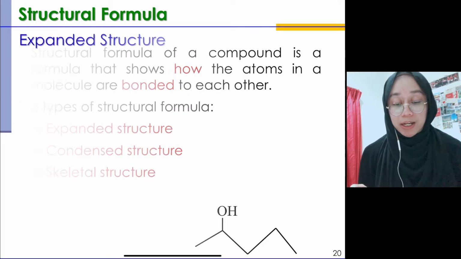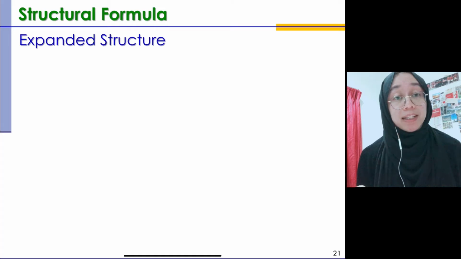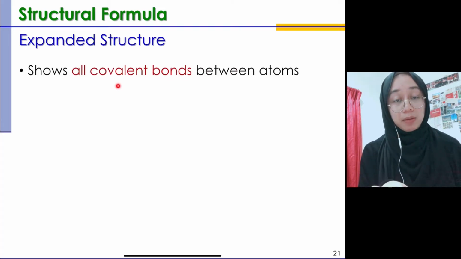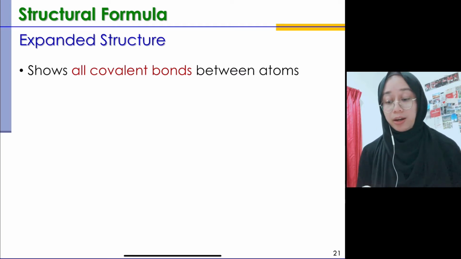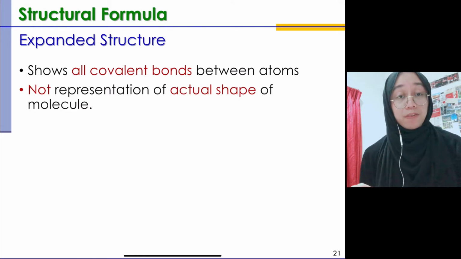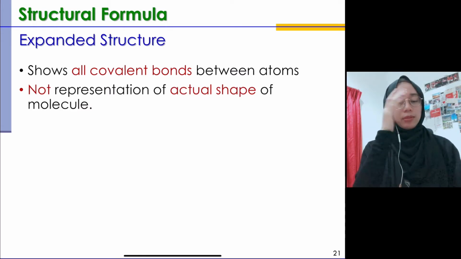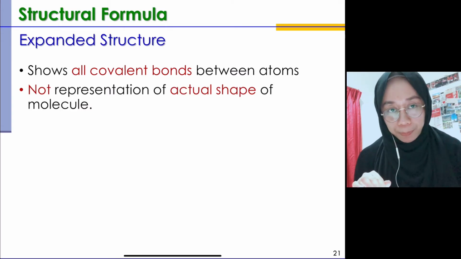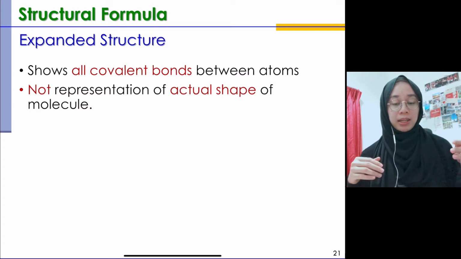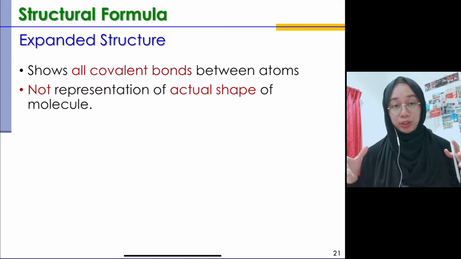Okay, so now kita pergi kepada expanded structure dahulu. So it shows all the covalent bonds between atoms. Macam cakap tadi, nampak kan semua bond. Okay, so not representation of the actual shape of the molecule. So benda ni dia just 2D sahajalah. Untuk expanded structure ni it is only 2D. Dia tak tunjuk exactly the actual shape dalam bentuk 3D.